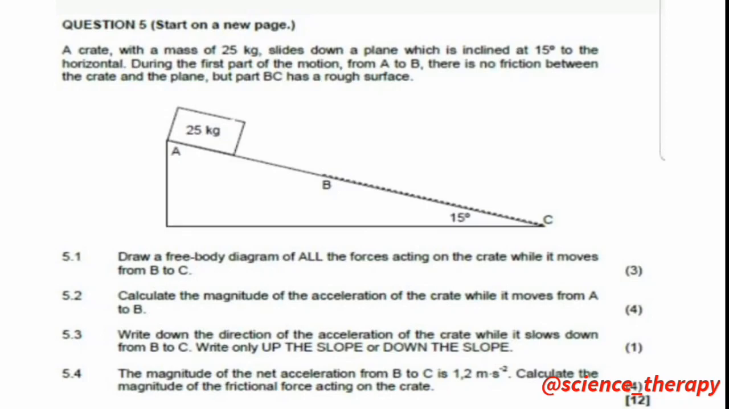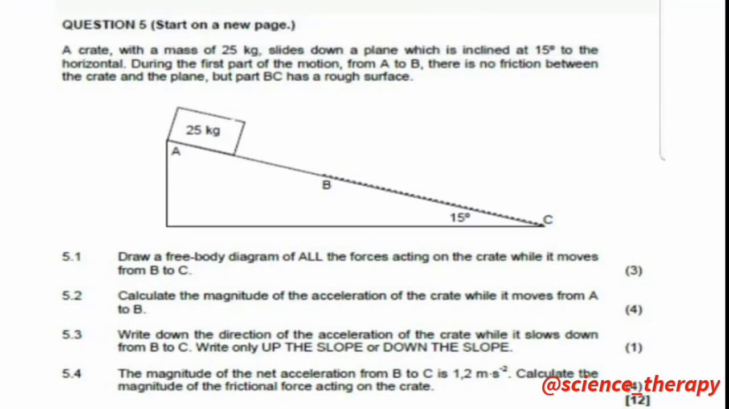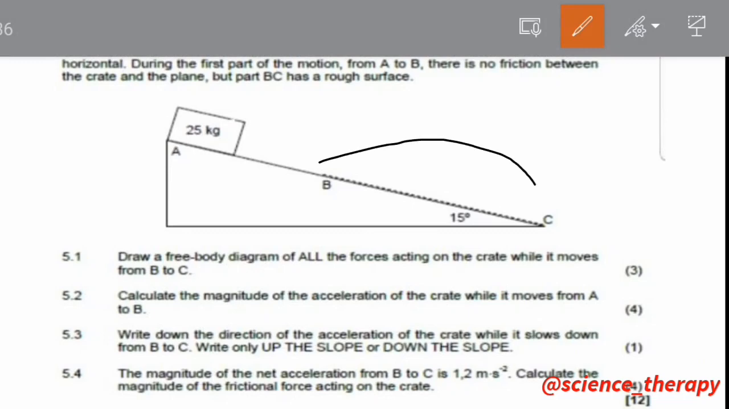Question 5, it says a crate with a mass of 25 kg slides down a plane which is inclined at 15 degrees to the horizontal. During the first part of the motion from A to B, there is no friction between the crate and the plane, but part BC has a rough surface. Now they say 5.1, draw a free body diagram showing all the forces acting on the crate while it moves from B to C. While it moves from B to C, note that B to C is a rough surface. That means we know that it will experience frictional force. So we have 3 marks. That means we have 3 forces.